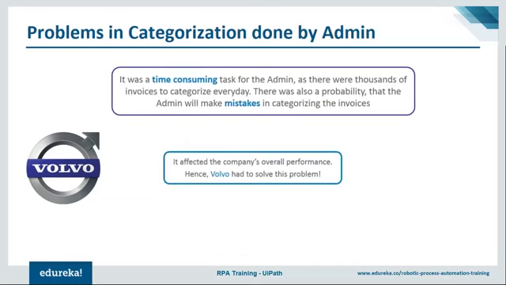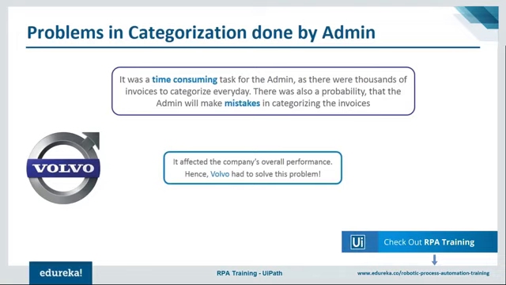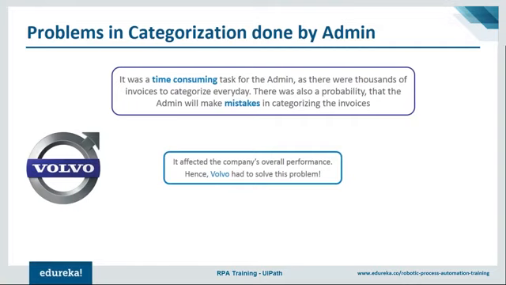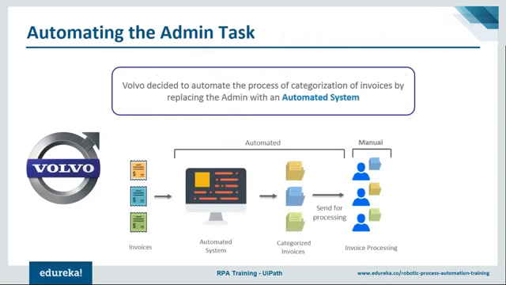Now, since it involved humans and there were a lot of invoices which had to be processed, it was very time consuming. And since humans were involved, it was bound to have mistakes. Because of these two problems, it affected Volvo's overall performance as a company. Because even if a small process is there in a pipeline and that small process is taking more time and making mistakes, it affects the whole pipeline. All right, so it basically had an impact across the organization, and this small thing had to be solved. So let's see how we solve it.